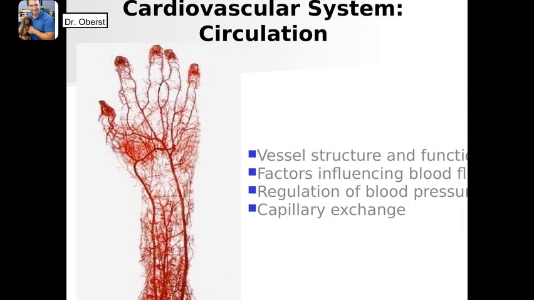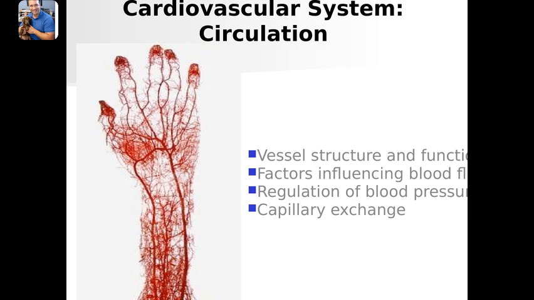Let's talk about the cardiovascular system, finishing off with the circulation. Remember, we have heart, blood, and the circulation. All three of these elements are working together. Here we've got an awesome plastinated hand. That's a type of preservation that's popular in the Body Worlds exhibits, etc.